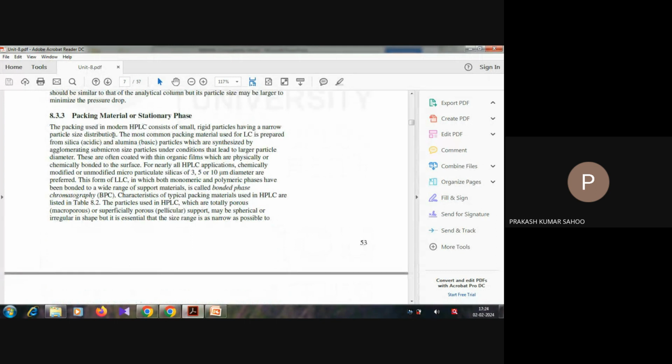Then we have the packing material of our stationary phase. This is nothing but your silica and alumina. Silica is acidic and alumina is basic. So depending upon the type of component to be separated from a mixture, different packing materials are used to pack the column of our HPLC, that is high performance liquid chromatography.